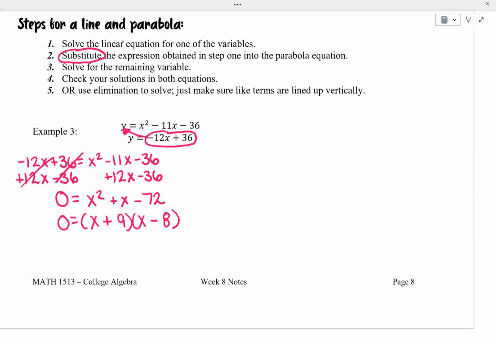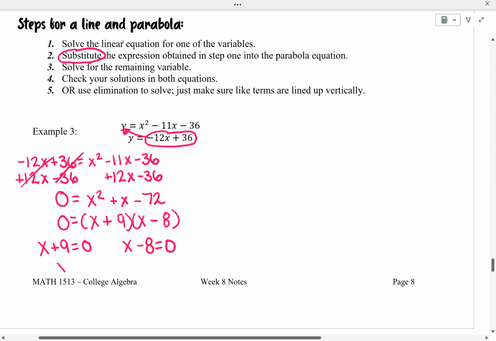And then hopefully you remember from the polynomial unit, we are just going to set these equal to 0. If you remember the shortcut, that's great. Because basically these are factors and you just need the zeros. So that means we have 2 answers for x.